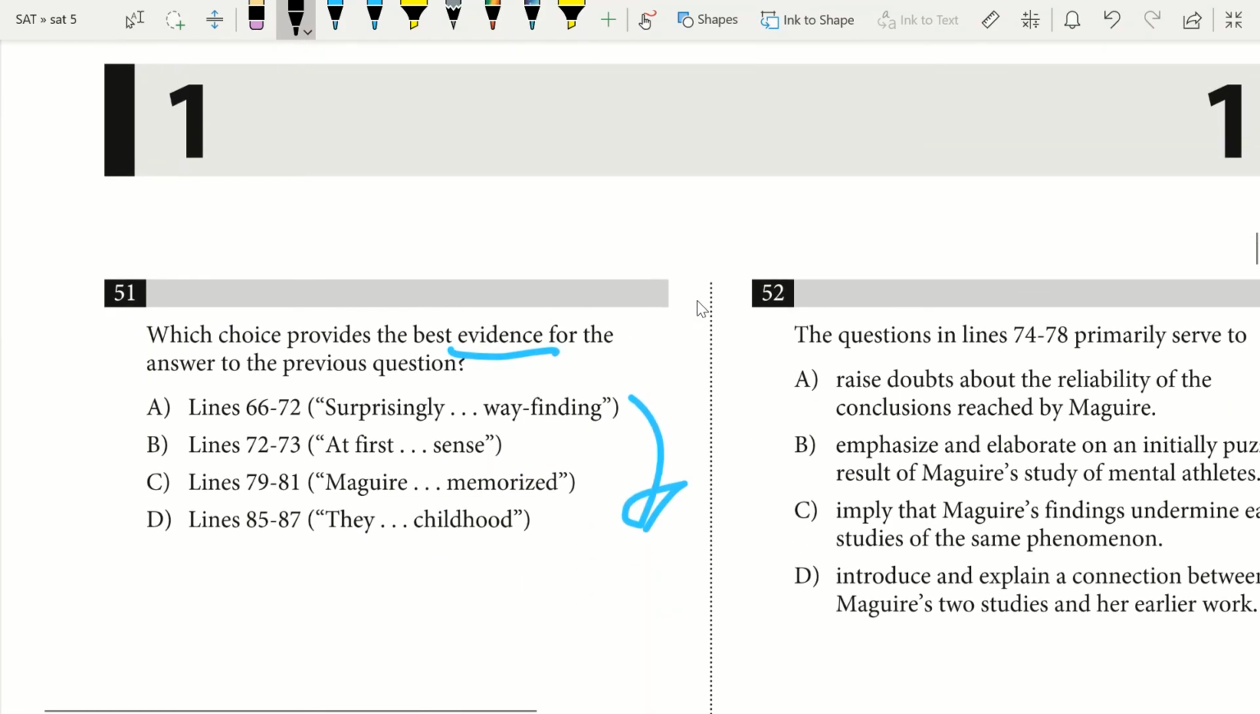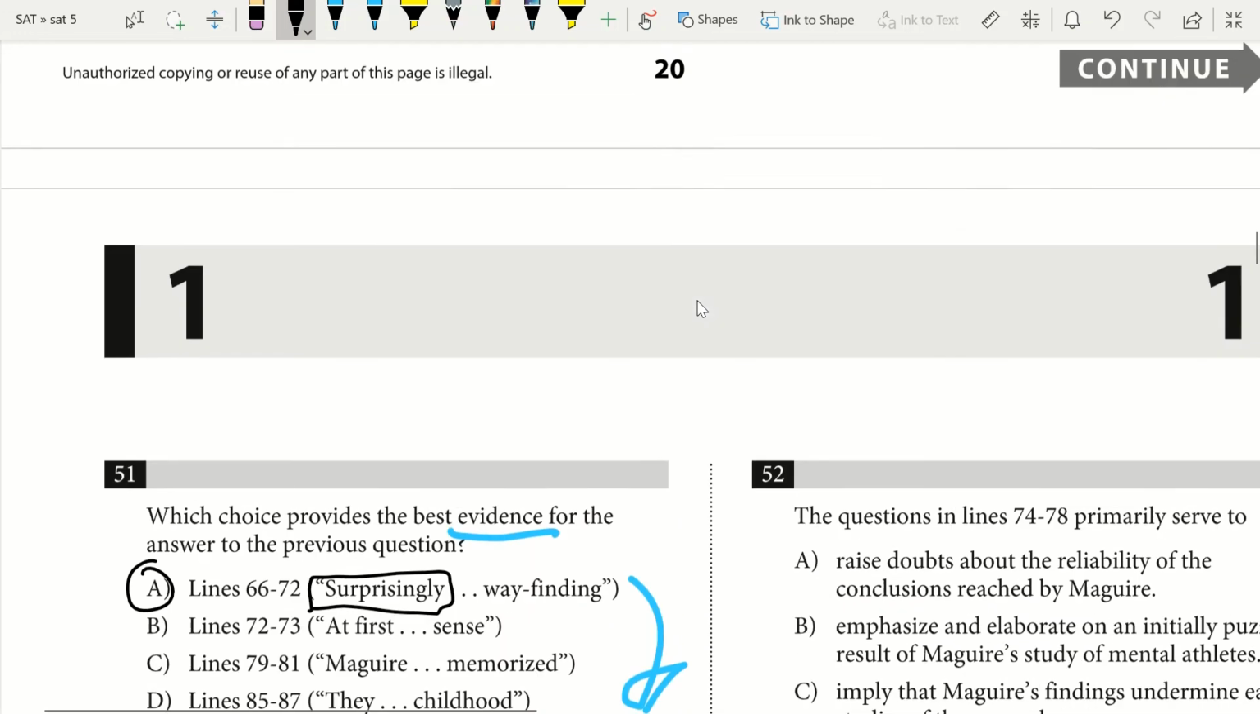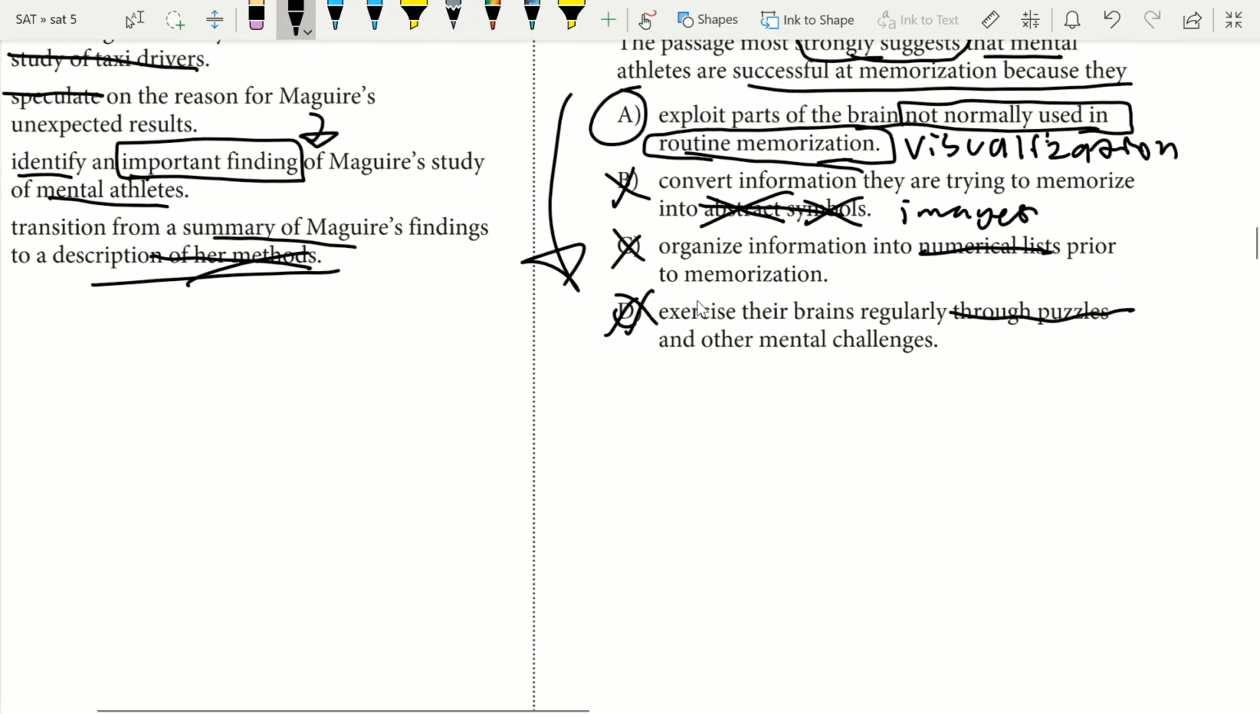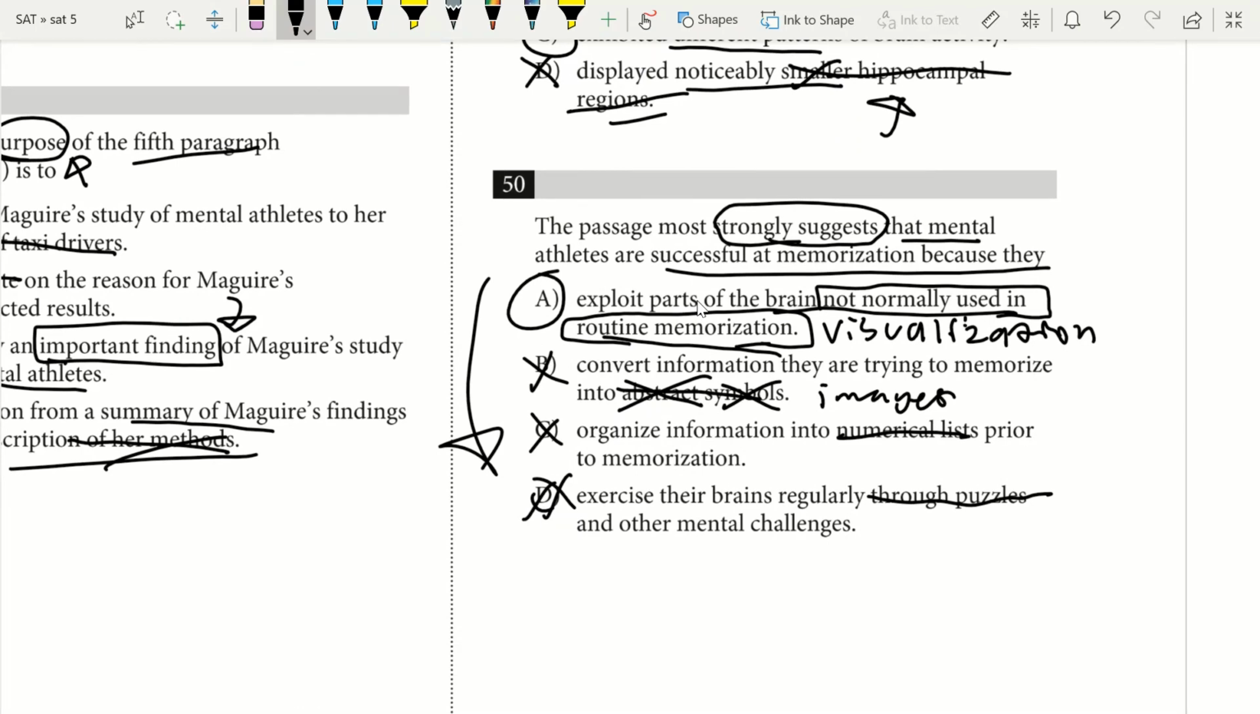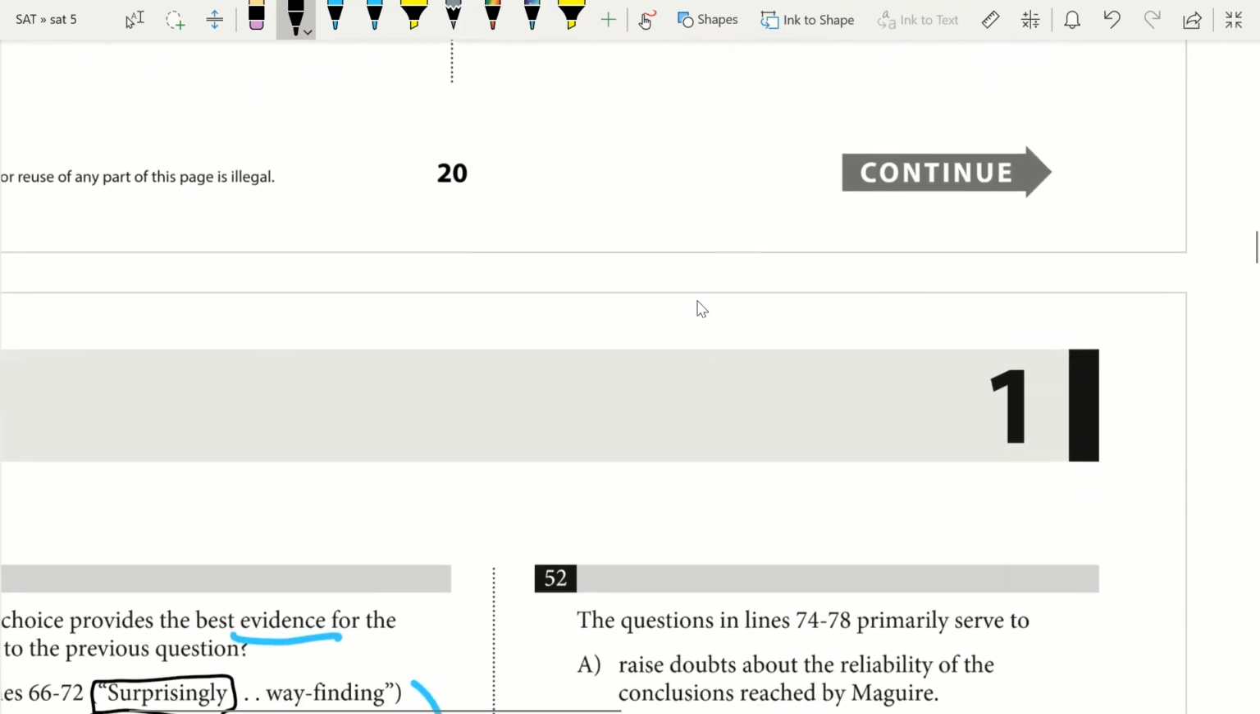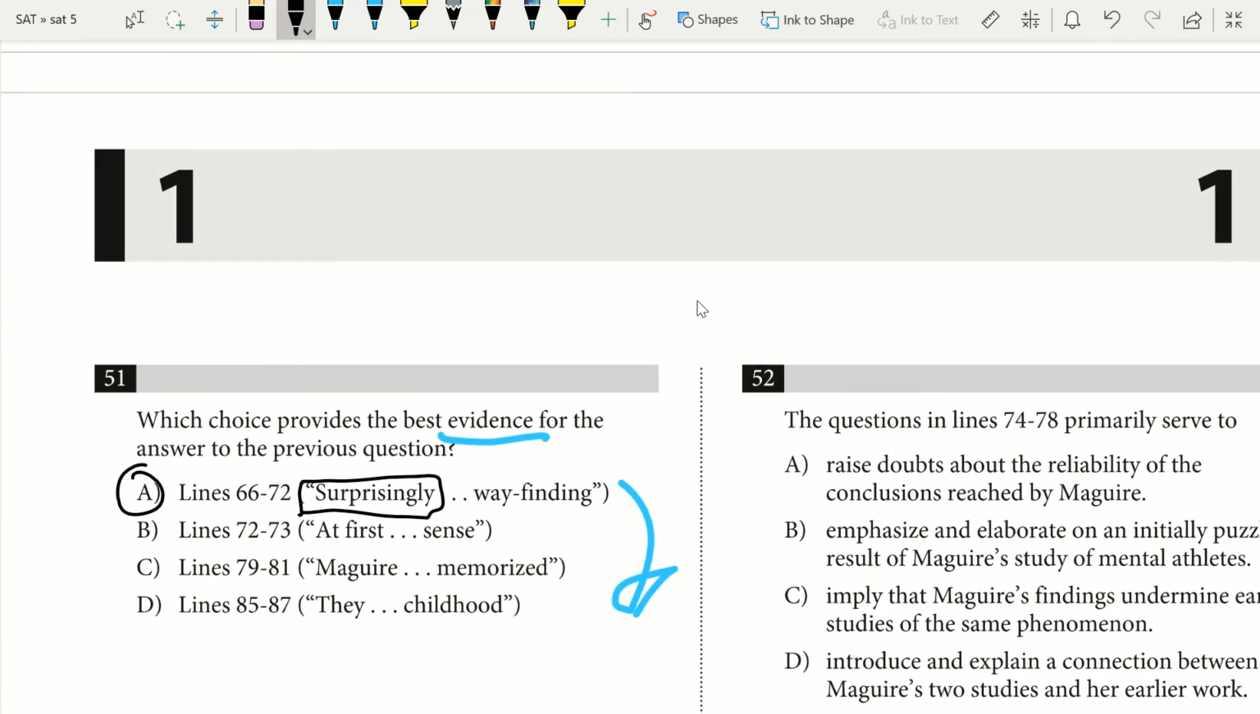Okay, I do have 66 to 72 there. So that would be my correct answer there, right? We talk about how it's a surprise, which means that it's not expected for them to be using those parts of the brain, which shows that they are using parts of the brain not normally used in routine memorization. It's a surprise that they're using these parts of the brain. So that's going to be our evidence there, 66 to 72.